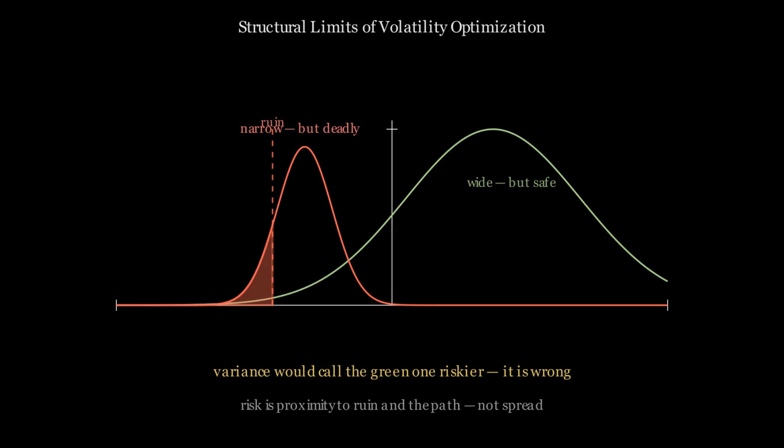To manage ruin, the model must track distance from the absorbing threshold. Volatility alone is an insufficient and misleading proxy for that distance.